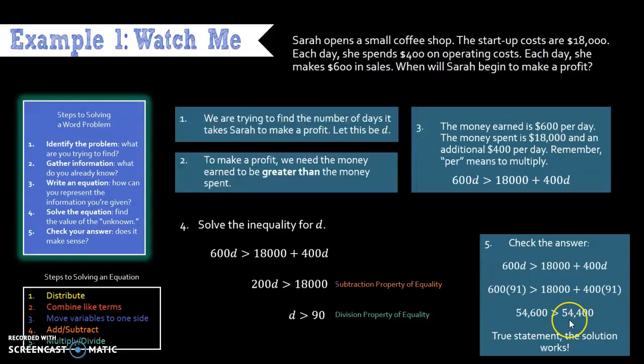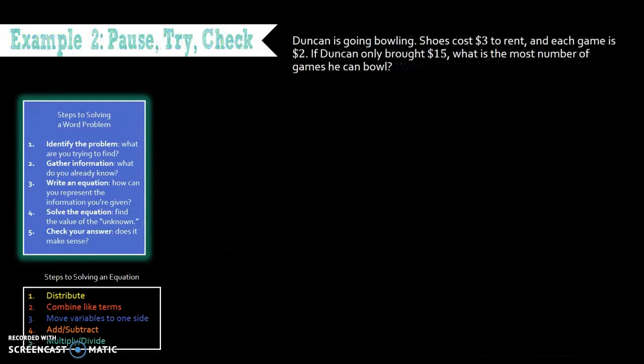54,600 is greater than 54,400. So on the 91st day, she finally starts turning a profit, and her profit's only $200, but it is a profit, and it'll continue to go from there. On day 91, she will start earning her profit. Go ahead and pause and try this one, and we'll check it when you come back.